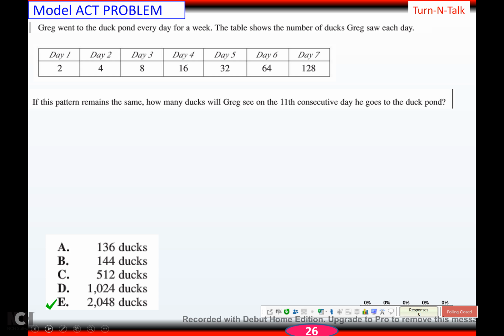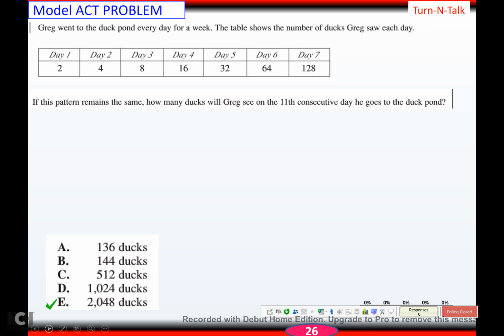And hopefully you got E. It says Greg went to the duck pond every day for a week. The table shows the number of ducks Greg saw each day. If this pattern remains the same, how many ducks will Greg see on the 11th consecutive day he goes to the duck pond? Well, we got to figure out the pattern.